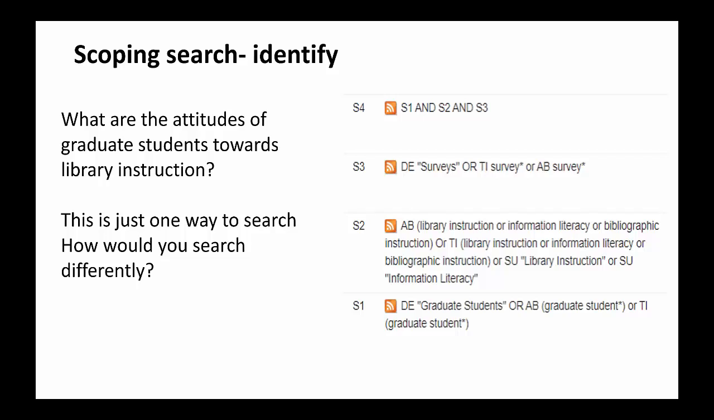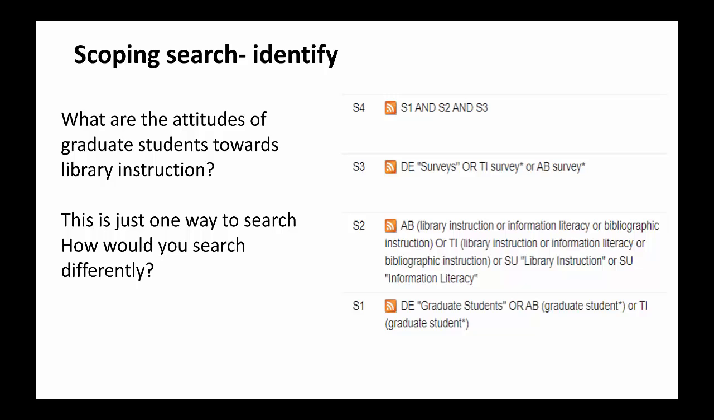Hopefully you can read this okay. I know it's a little bit blurry. So this is just an example of a quick search. In this one, the question is, what are the attitudes of graduate students towards library instruction? This is just one take on it.